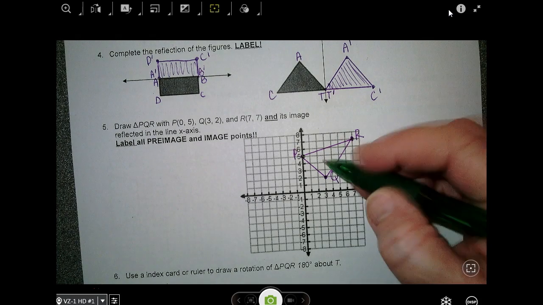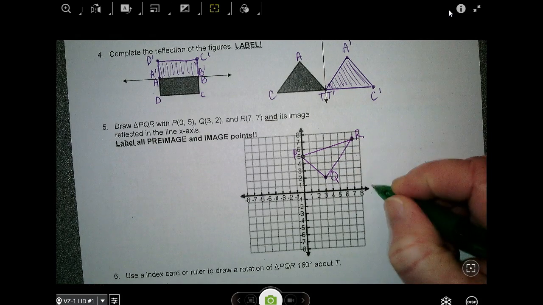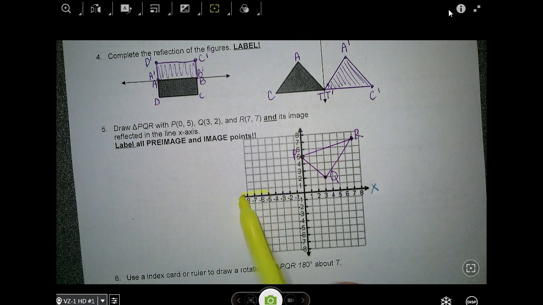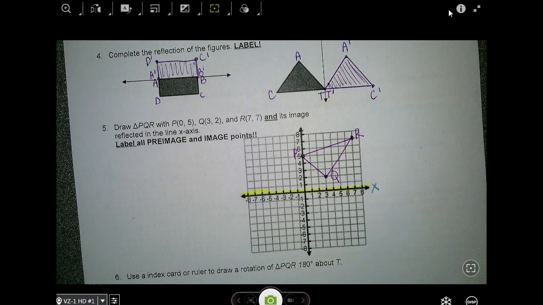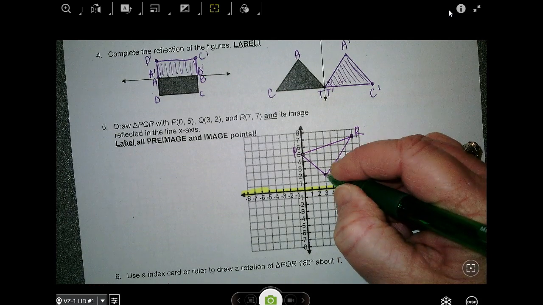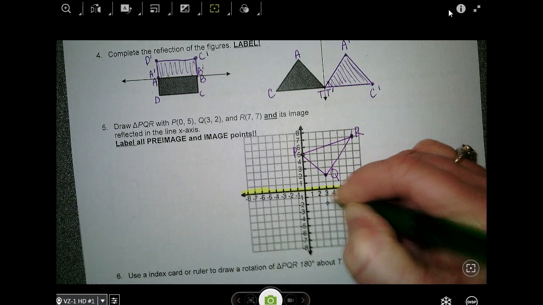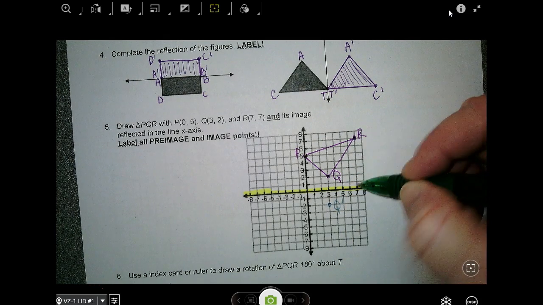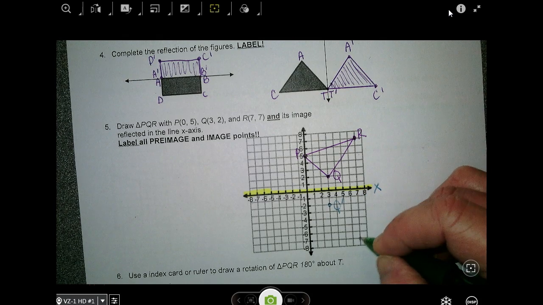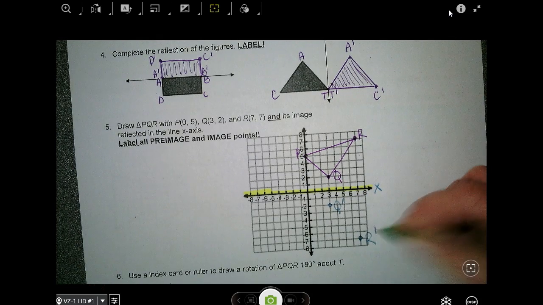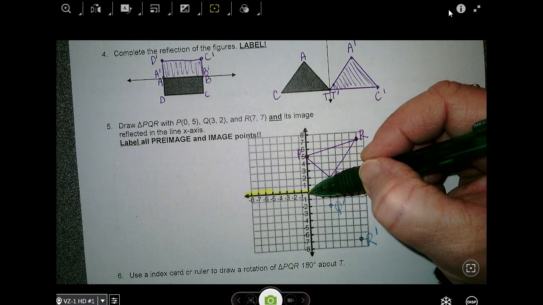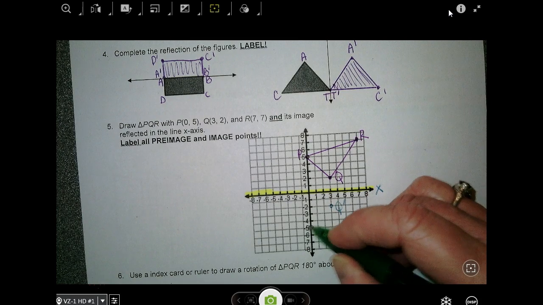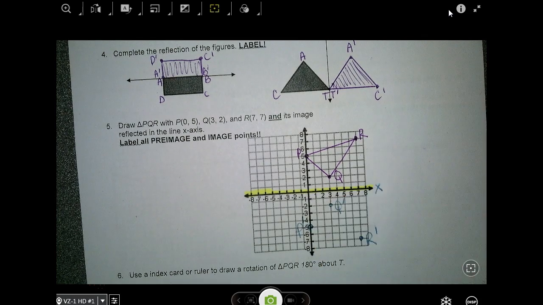Oh well. All right, Q is 2 above. This is your x-axis, so you want to remember that that's what you're reflecting over. There's your x-axis. So Q is 2 above, so you go 2 below. Label it Q prime. R is 7 above the x-axis, so go to the other side, 7 down. There's R prime. And then P is 5 above the x-axis, so you want to go 5 below. And there's your P prime.